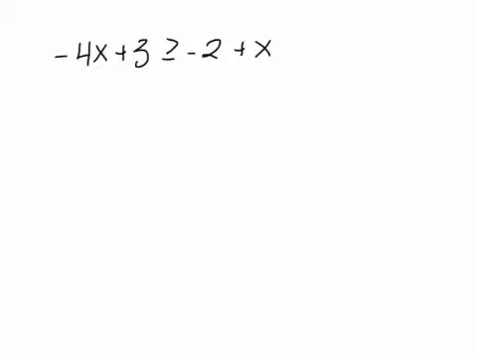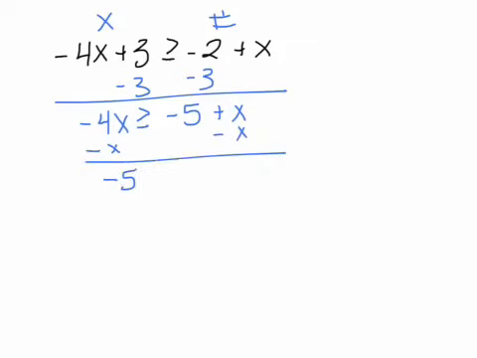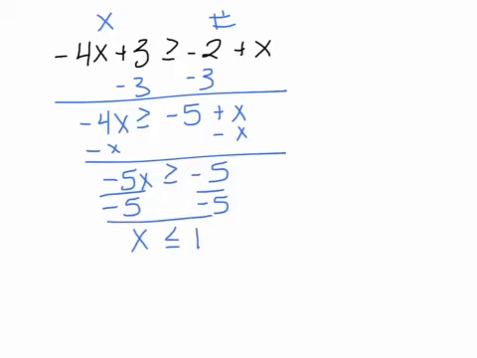Next one, my goal again is let's keep the x's on the left and the numbers on the right. So I'm going to subtract 3 to its like term. So negative 4x is greater than or equal to negative 5 plus x. I'm going to subtract x from both sides. So negative 5x greater than or equal to negative 5. Divide by negative 5. And because I'm dividing by a negative, I'm going to switch the inequality. So x equals a positive 1.